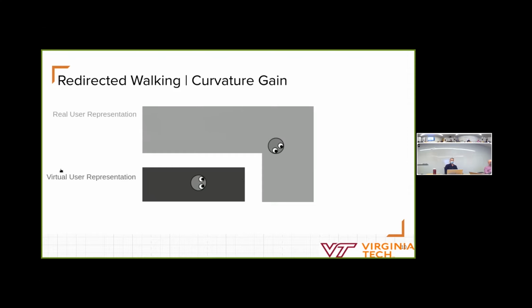And then finally, we have curvature gain, which is a bit different. For curvature gain, as the user walks in the real world, we're going to rotate their point of view just a little bit in one direction. And subconsciously, they will correct for that by rotating their body in the opposite direction because they want to maintain a specific line that they're walking on.